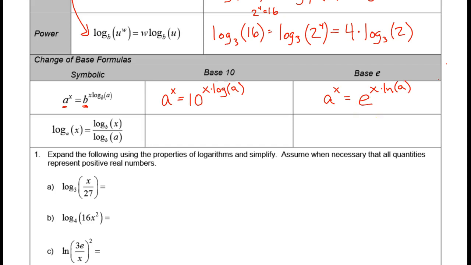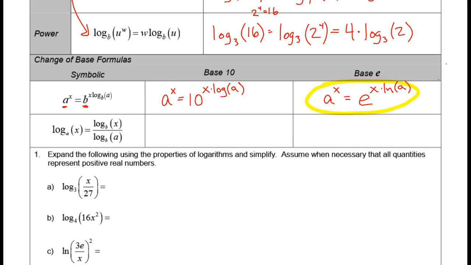This formula right here, if you continue your mathematical studies and move on to calculus, you'll find that that formula is pretty helpful because the calculus of e is a whole lot easier than the calculus of a. But that's enough about e and a right now. Let's move on and look at log base a of x.